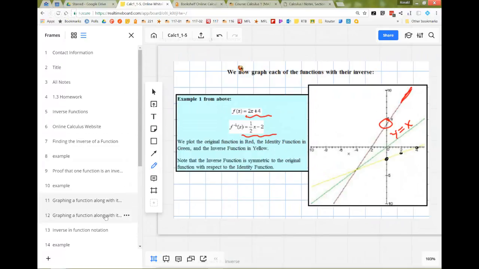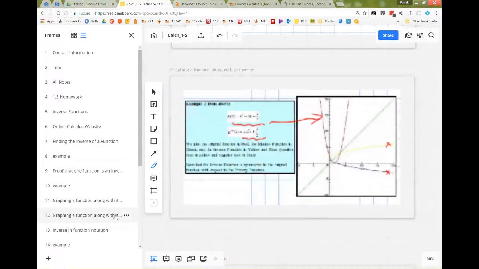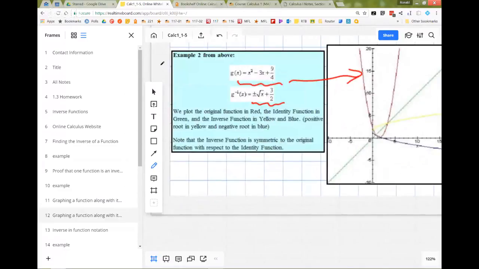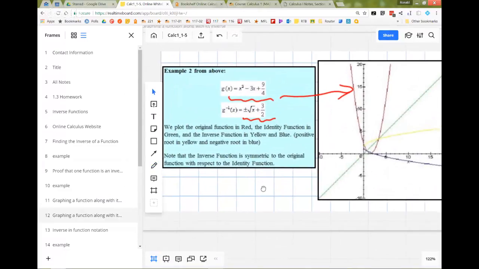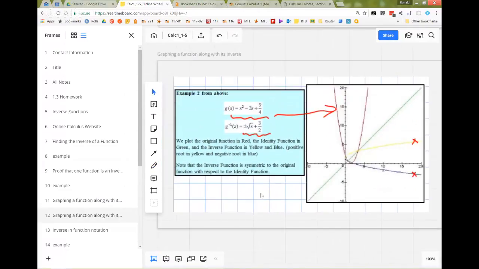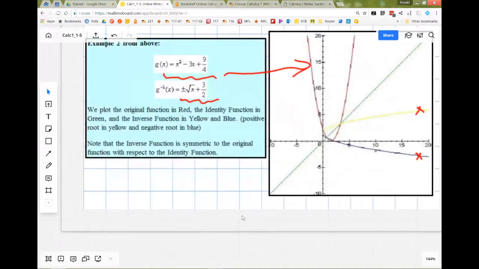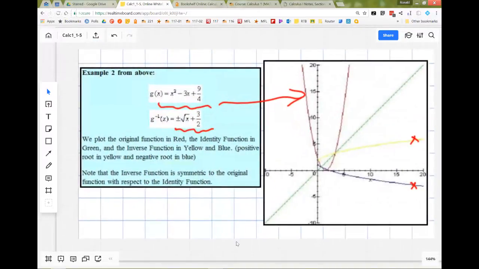So let's take a look at another. So here is a quadratic equation. This is the second one we did a few minutes ago. Let me get rid of this. Make this bigger. Okay, so this is the one we just did a few minutes ago, x squared minus 3x plus 9/4, and we came up with this for the inverse.